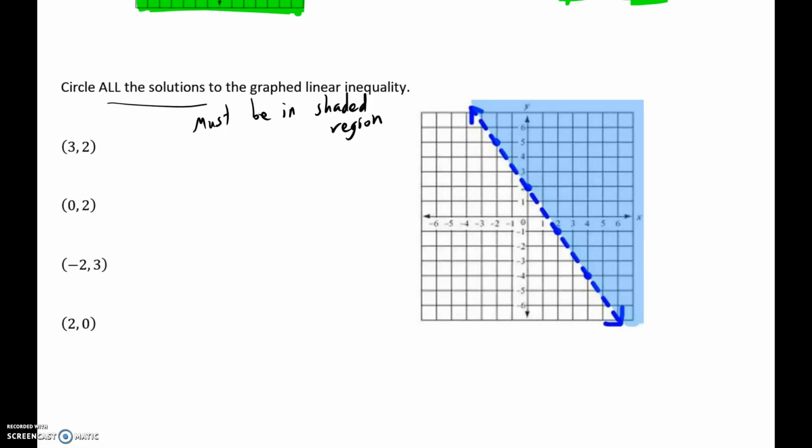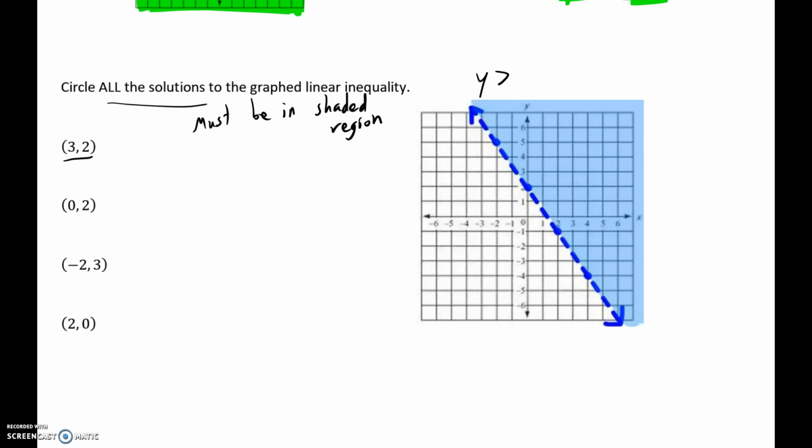Notice I don't even have the inequality. I do know that it's greater than, and I know it's not greater than or equal to because it's a dotted line. So I know whatever this is, it's greater than. So it's y is greater than something, and I could figure it out, but I don't think that's terribly important. So anyway, let's see if the point 3, 2 is in the solution.